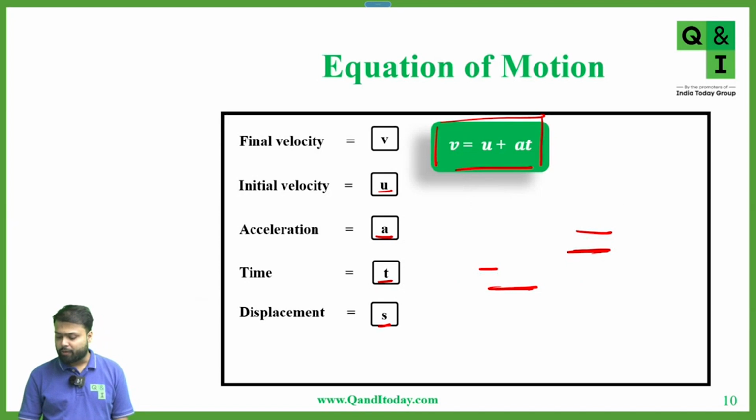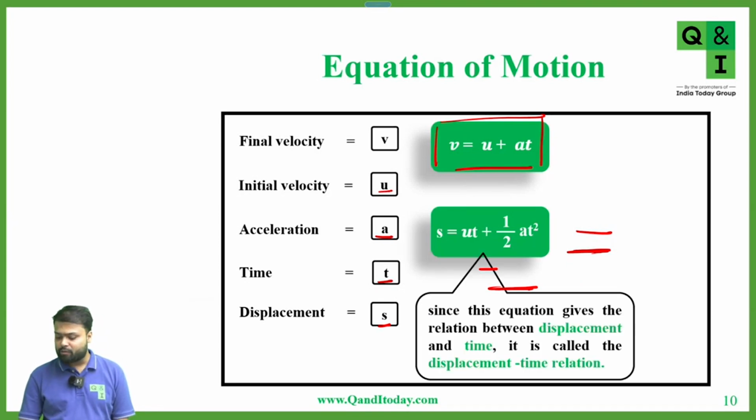Now the second equation of motion is s equals ut plus half at square. Again, this equation gives the relation between the displacement and time. s is the displacement and t is the time. So this is called the displacement-time relation.